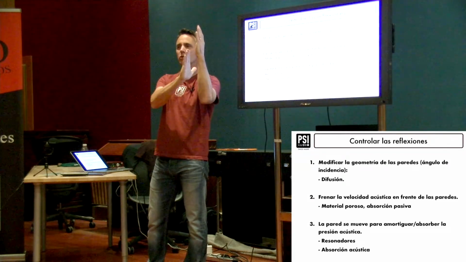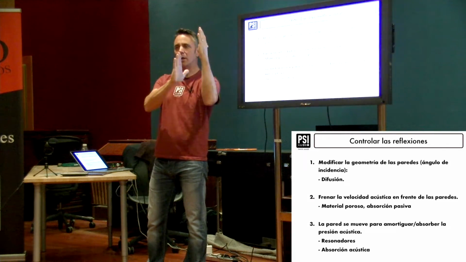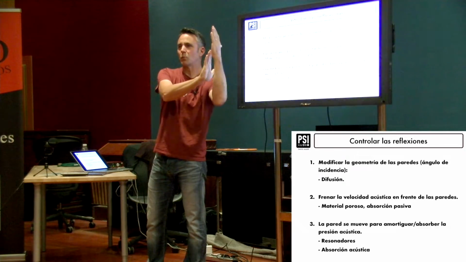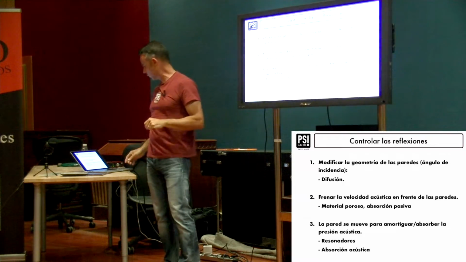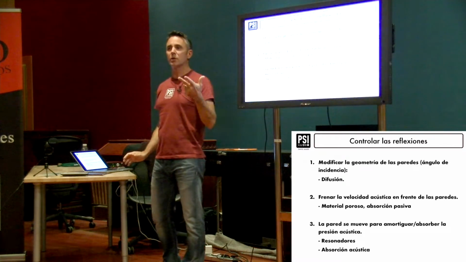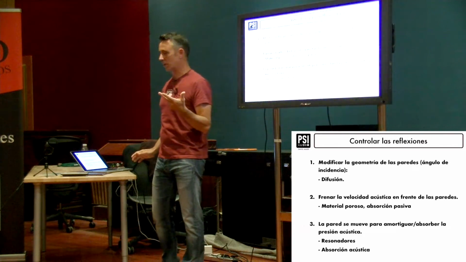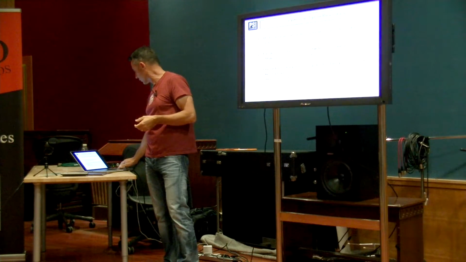And the other way you can do it is to move the wall in frequency or in phase with this velocity. We'll go into a bit more detail with those, but those are the three ways you can control your reflections in a room, or any reflection.